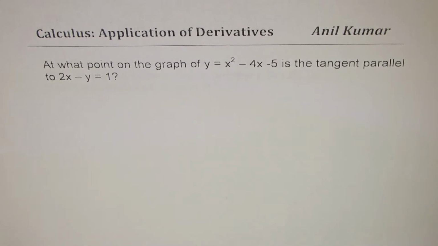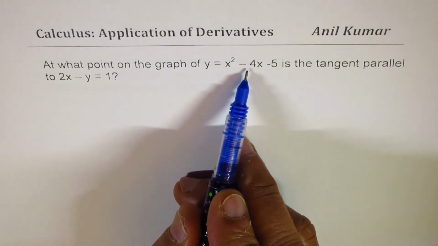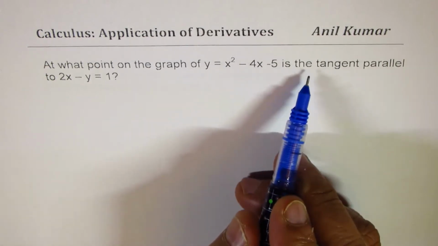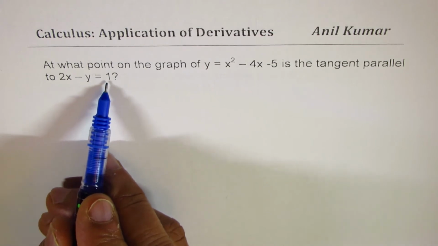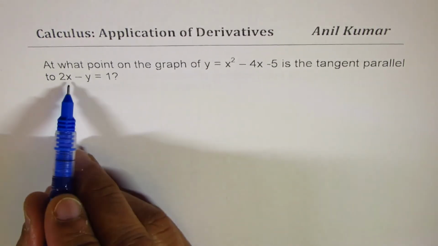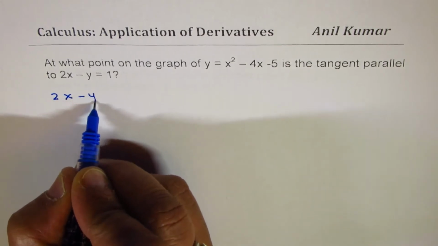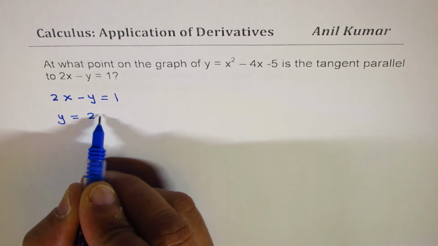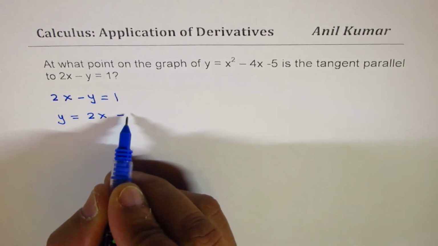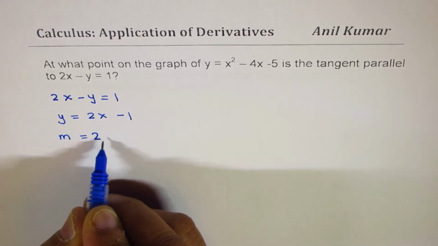The very first question here is, at what point on the graph of y equals x squared minus 4x minus 5 is the tangent parallel to 2x minus y equals 1? So parallel means same slope, right? So we are given the equation 2x minus y equals 1. Let's rearrange. y equals 2x minus 1. So slope of this particular line is 2.